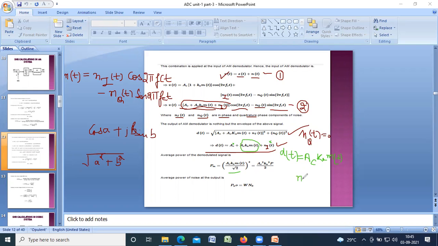And what is M square T? कल भी हमने पढ़ा था. That is equal to P, power of the message signal. वो P के equal आ गया. Done?